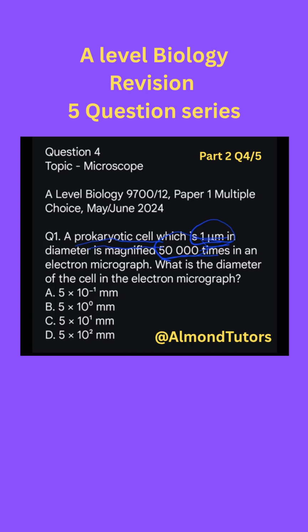And how do you do that? You should remember that 1 millimeter equals 1,000 micrometers. Since we have 50,000 micrometers, if we divide by 1,000, we end up with 50 millimeters. So how do we express 50 millimeters in standard form? 50 is 5 times 10 to the power of 1. So our answer here will be C. That's it for this question. We'll move on to question 5.